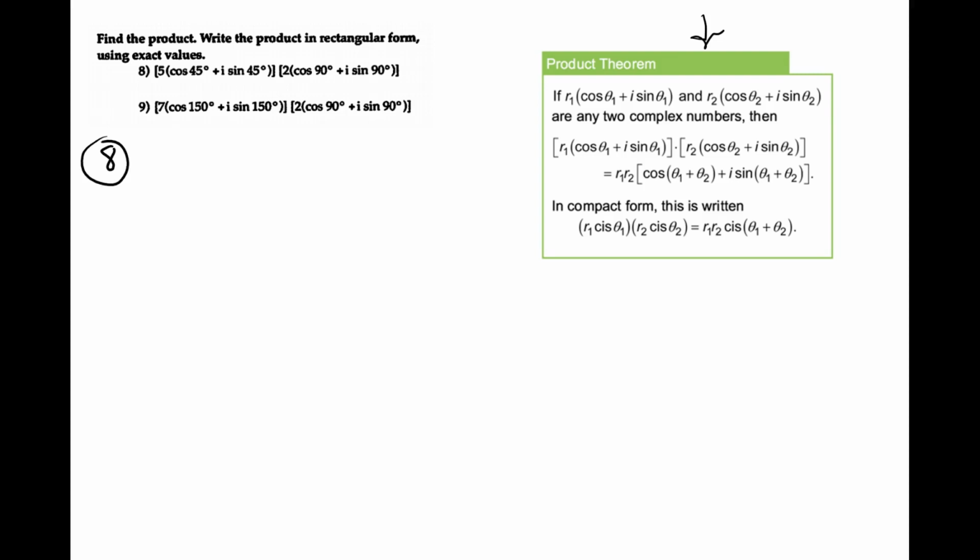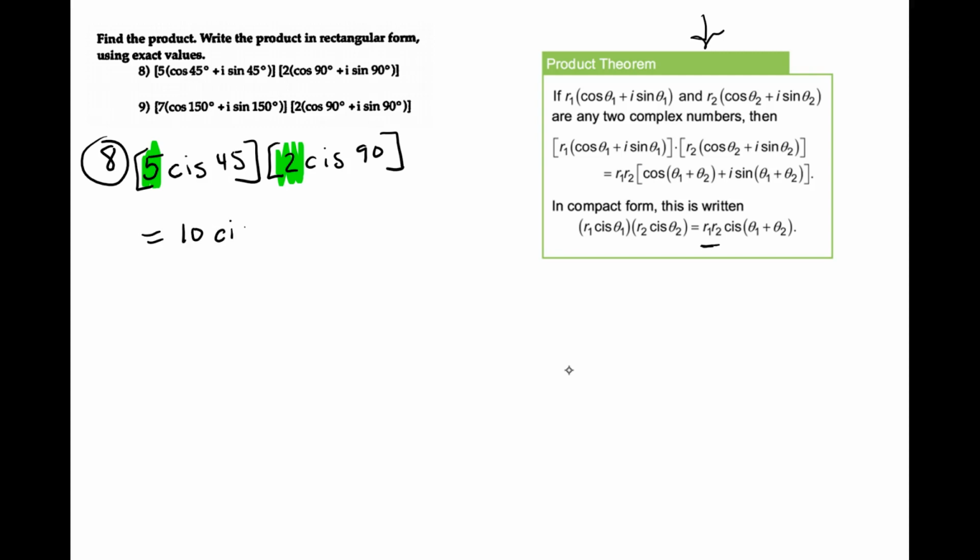I'm going to write this in the abbreviated version, and it's going to say 5 cis of 45, and we're going to multiply that by 2 cis of 90. If you look at the formula, the compact version is just the product of these two R coefficients, and then times the cis of the sum of the angles. So we're going to take 5 and 2 and multiply them. That gives us 10.